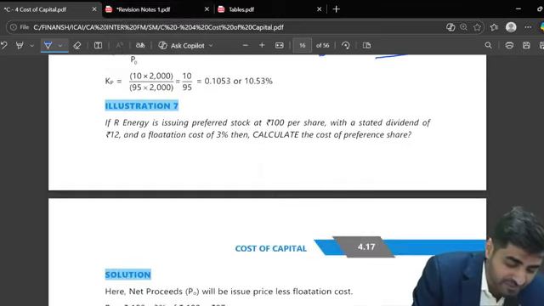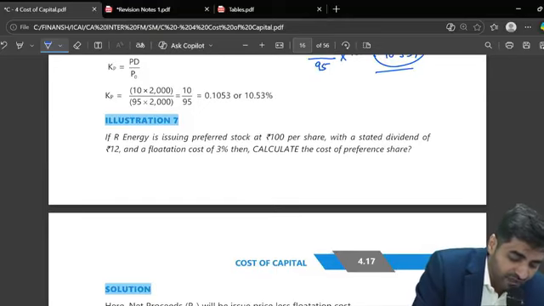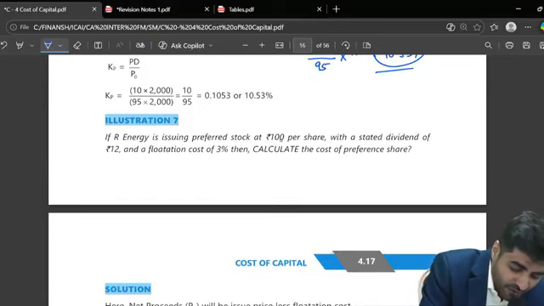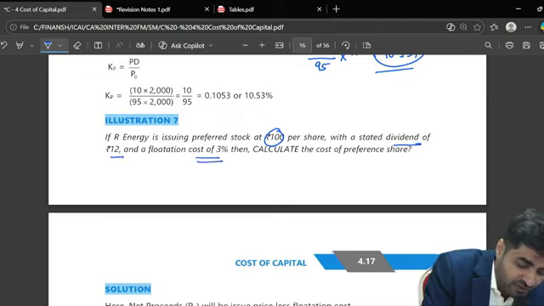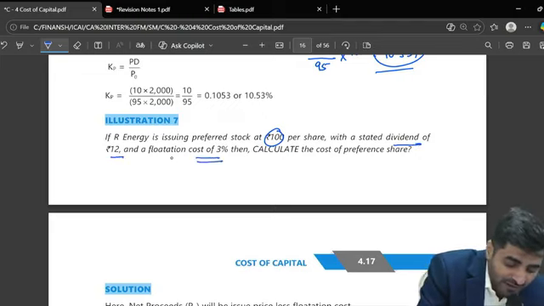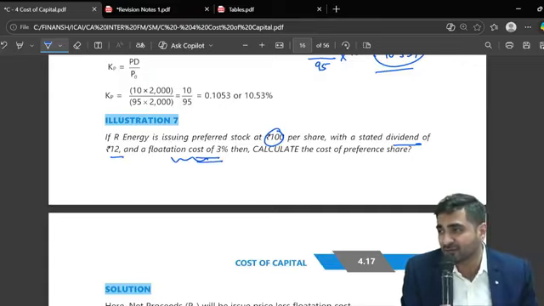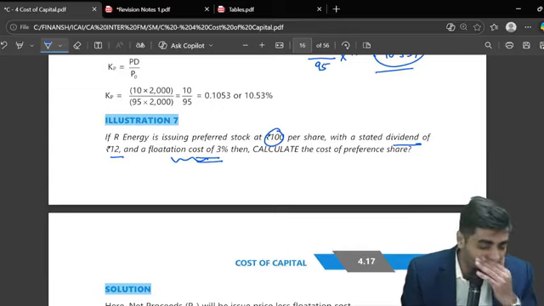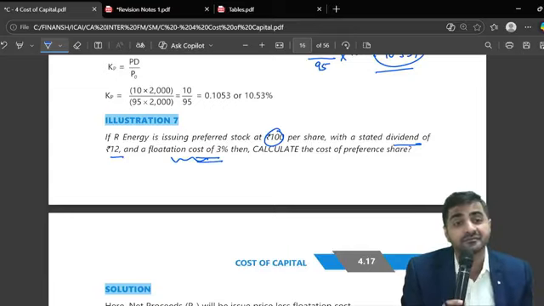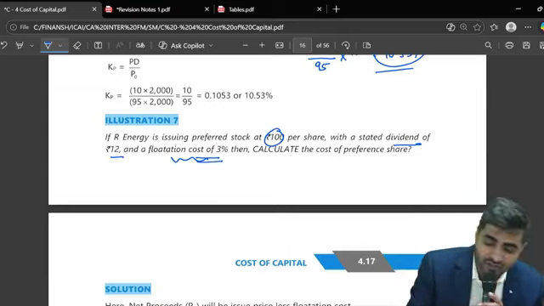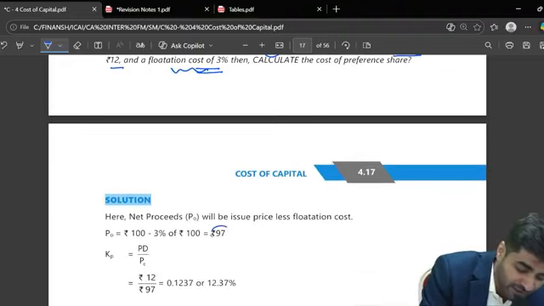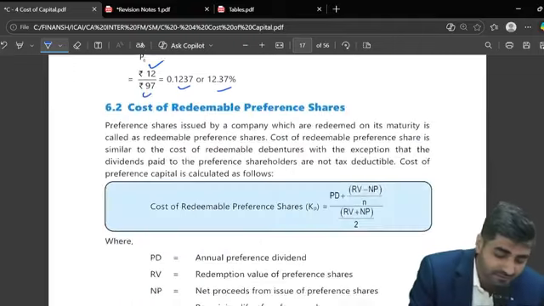Okay. Illustration 7. If our energy is issuing preferred stock of 100 with a stated dividend of 12 and flotation cost of 3%, calculate the cost. Now when there is flotation cost given to you, what is going to be your net proceeds? Is it going to be 100 only or 100 minus flotation cost? Right, so 100 minus flotation cost. So your net proceeds is going to be 97. You take 12 divided by 97, you'll be getting this as 12.37.